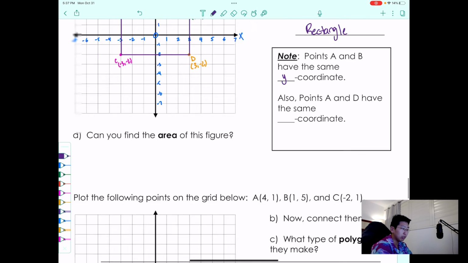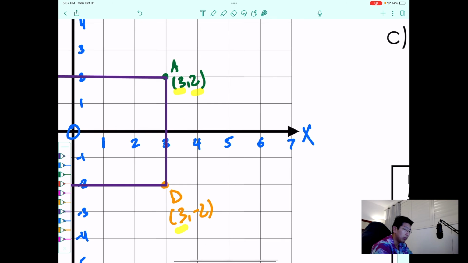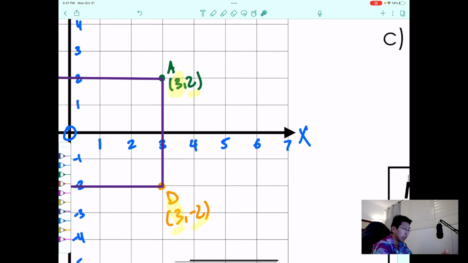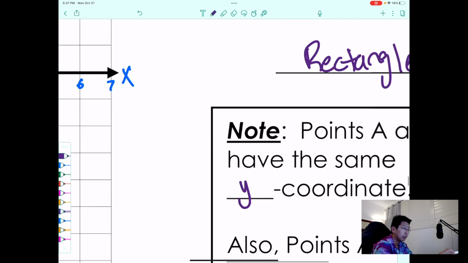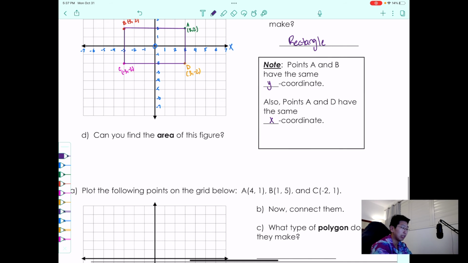Point A and D also have the same, A and D. So A and D now. Do they have the same x value or y value? And so you look, 3 and 3 is the same. Okay, they have the same x value. Do they have the same y value? Not really. So they have the same x coordinate. And you're going to see rectangles kind of have that kind of pattern.